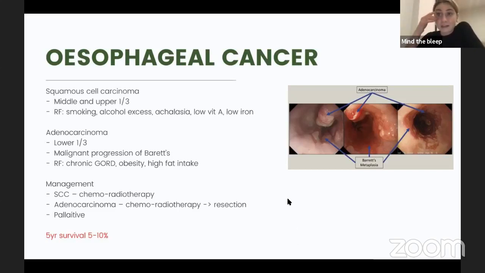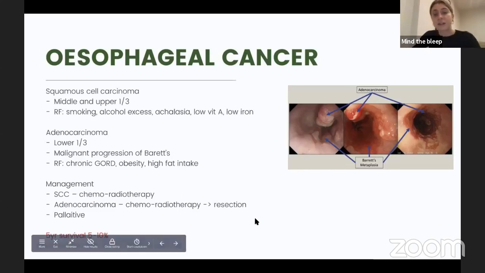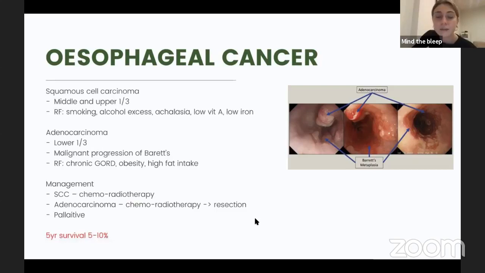Unfortunately, most cases at the time of presentation are too advanced for either surgical or even curative chemoradiotherapy. So the majority of the cases require palliation with either stents to alleviate the obstruction, nutritional support, or sometimes surgeries that will just shrink the tumor but not necessarily be curative. And the 5-year survival is between 5 to 10%.